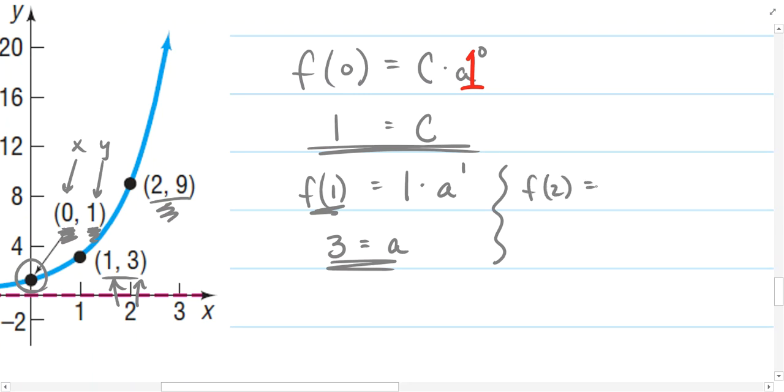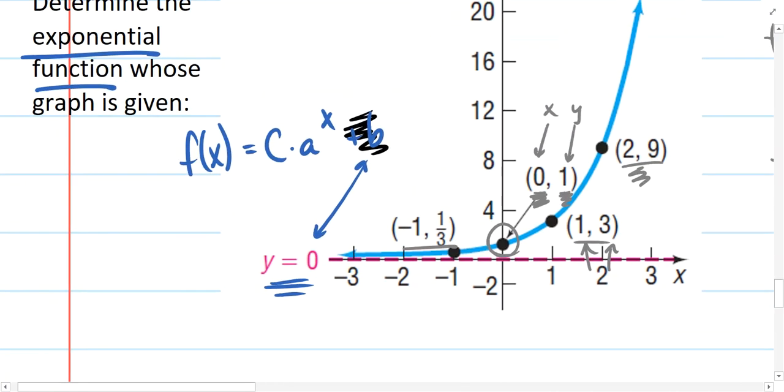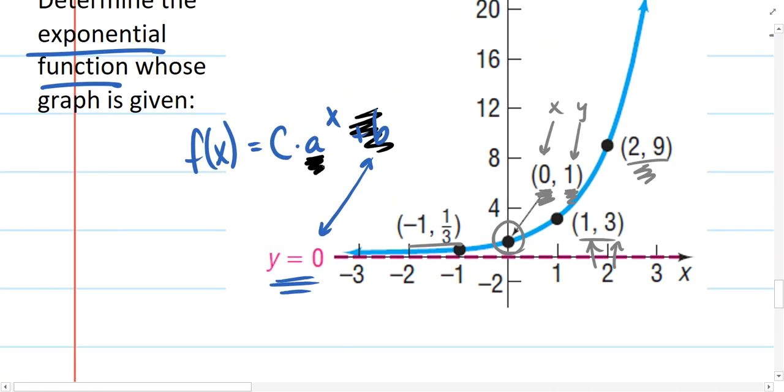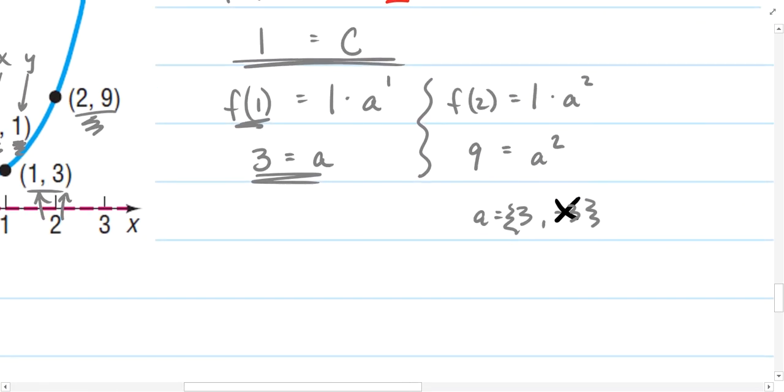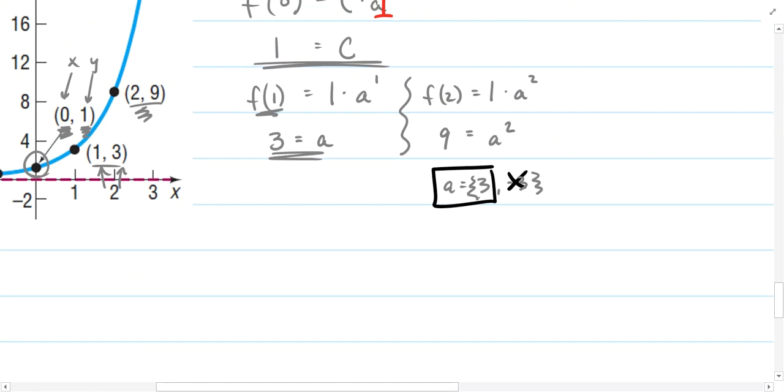But even if we had used this test point here, that would have been okay. f of 2 is equal to 1 times a squared, and f of 2 was equal to 9. 9 is equal to a squared, therefore a is equal to 3 or negative 3, using our math. We would throw out negative 3 because we can't have an a value of negative 3. This a value must always be positive and not equal to 1. So we would have thrown that out and again obtained an a value of 3.